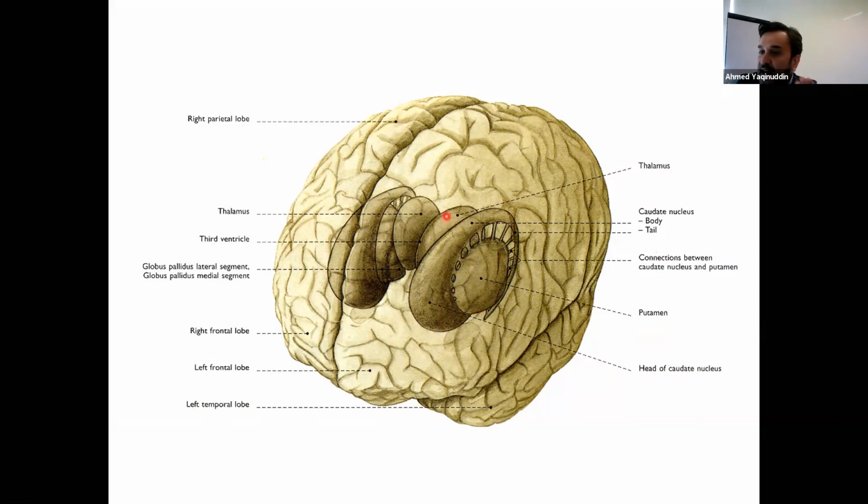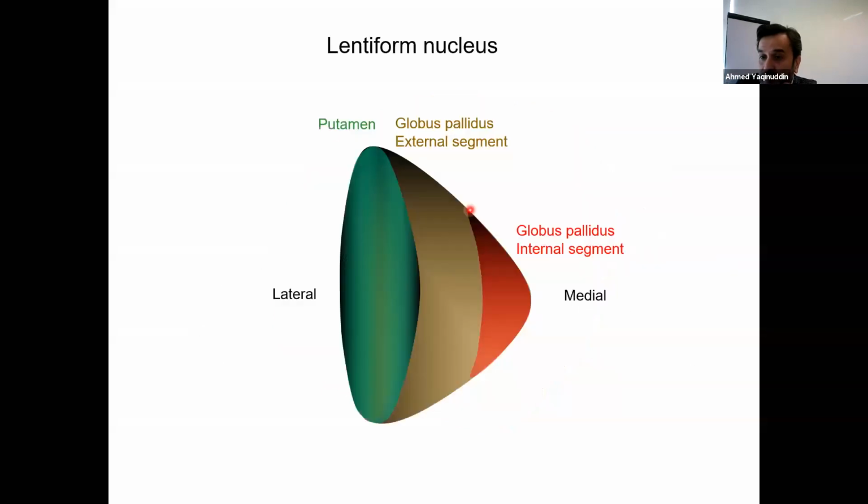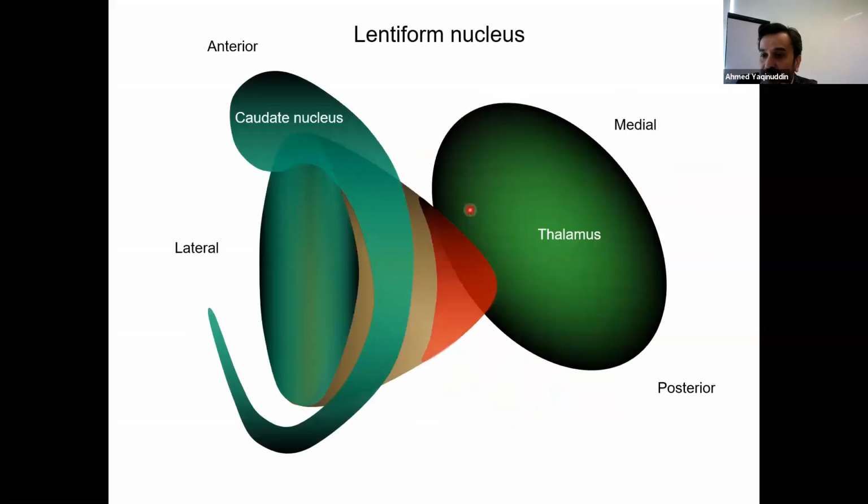And then medially, as you go, you reach the thalamus. Between the thalamus and the lentiform nucleus, the bundles of fibers which are going up or going down are the fibers of the internal capsule. So let's make a diagram here.